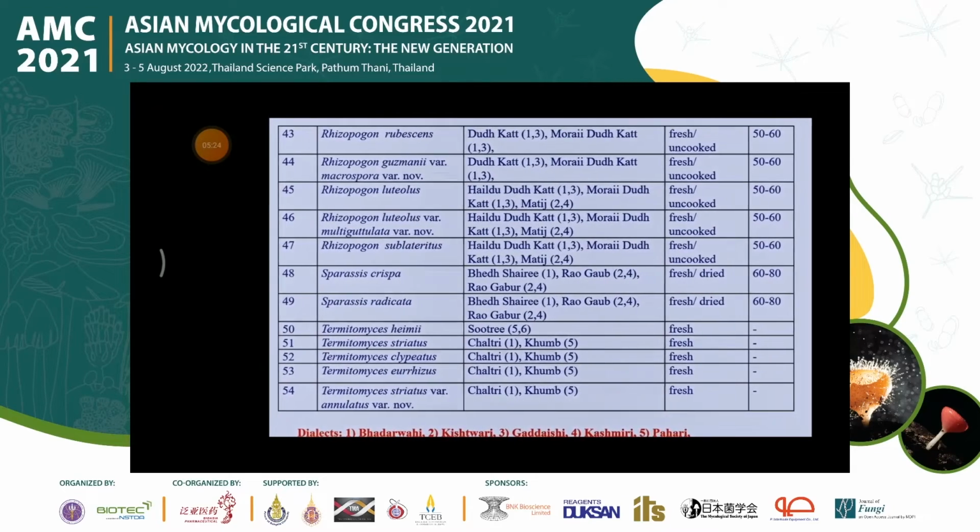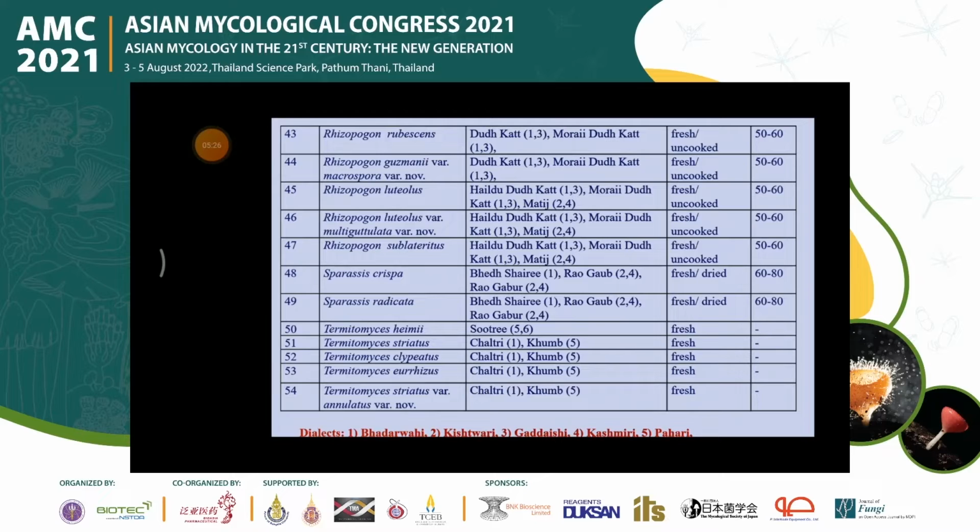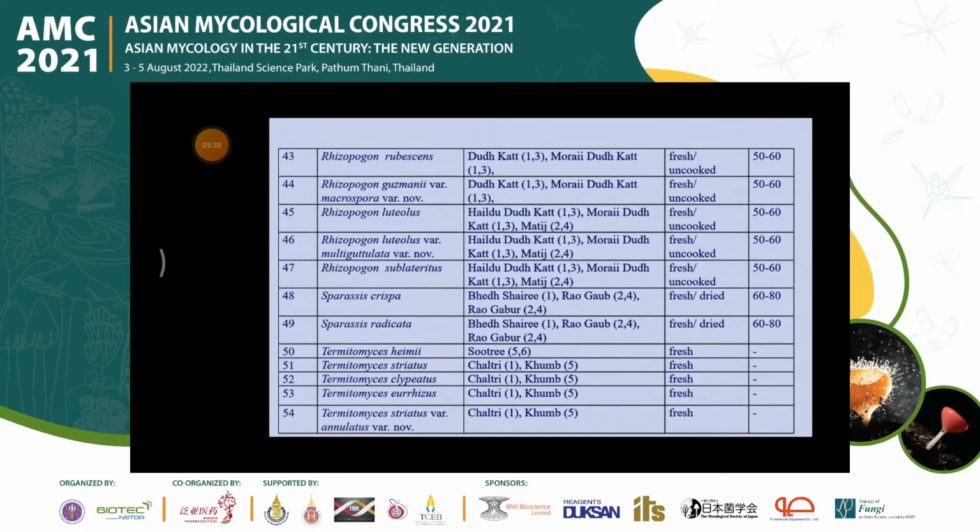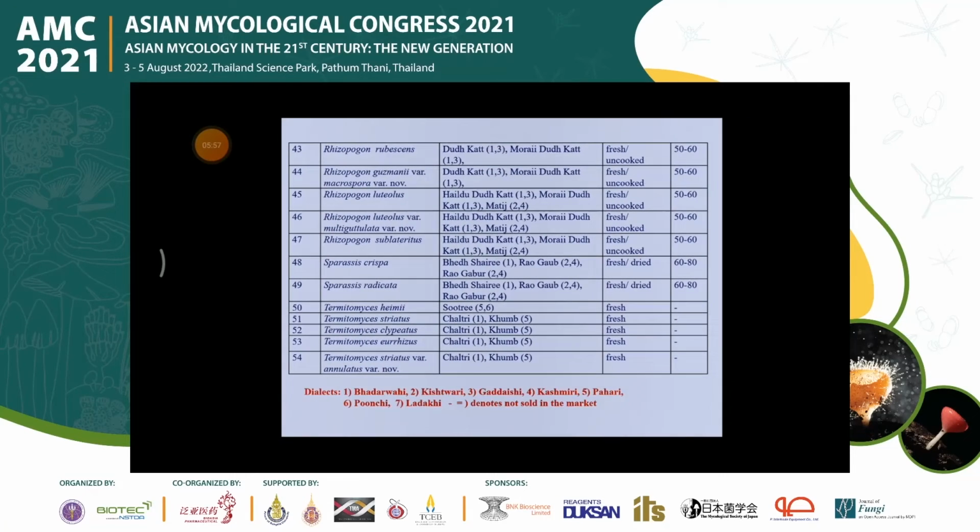And besides these, a number of Rhizopogon species, coral fungi, that means Sparassis species like Sparassis crispa and Sparassis radicata, and several species of termite mushrooms, that means Termitomyces. And of the total consumed species, it has been found that species belonging to genus Rhizopogon were taken in fresh and uncooked form also. Just washing with water and they eat. And here you can see the different dialects like Bhadarwahi, Kashtwari, Kishtwari, Gadeshi, Kashmiri, Pahadi, Punchi, Ladakhi, etc.